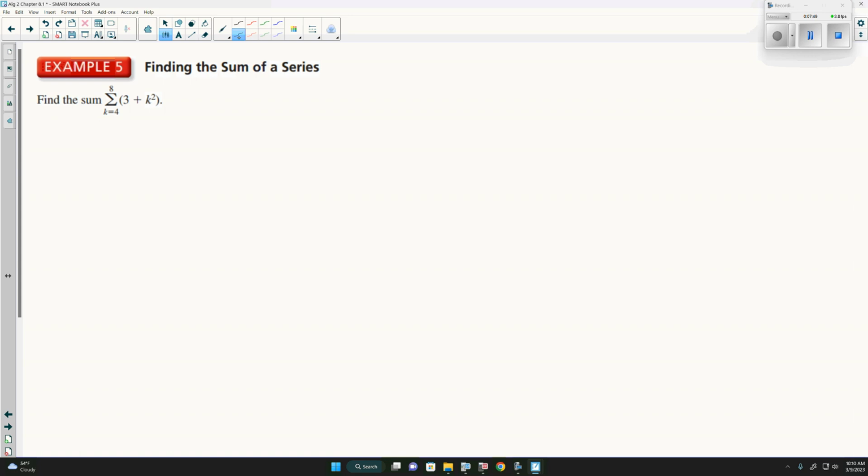So the first one we would plug in is, what? 3 plus what number squared? 4. Because all the ones so far we started with 1. On the bottom we wrote k equals 1 or n equals 1. So the first number we have is 4. The next one would be what? 5. The next one would be?